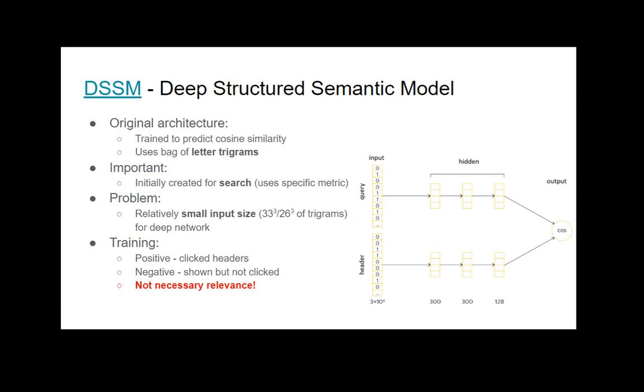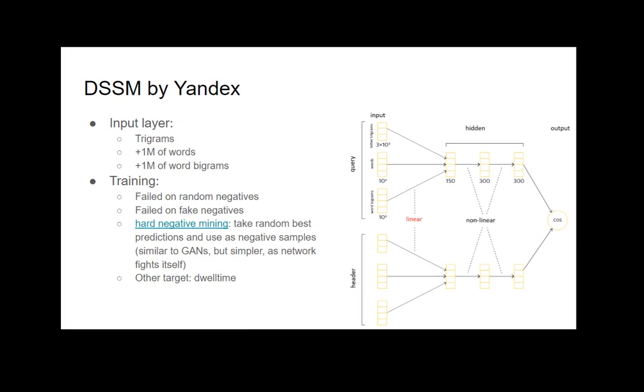Yandex, who obtained this model and saw an interesting perspective of using it in search, made some changes in this model. What were the changes? First of all, the Yandex team extended the input layer. Instead of just using trigrams, it also added an input vector of 1 million one-hot encoded words, I mean the big dictionary of words, and also the 1 million most popular word bigrams like New York and so on.